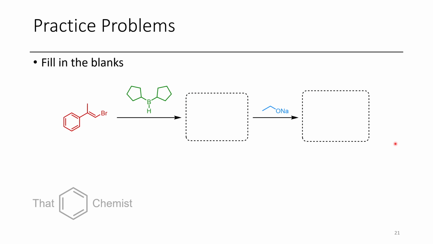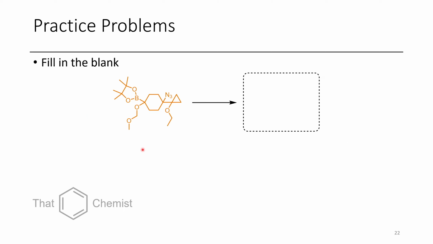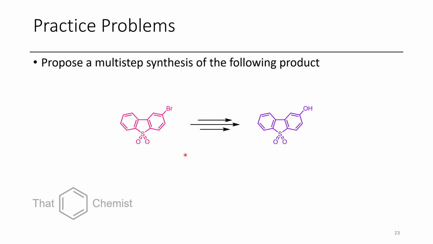So for this lecture, I'm going to assign 3 practice problems. In the first case, just fill in the blanks. It's just a multi-step synthesis here. In the next case, I just want you to predict the product of the following reaction. This is related to the Evans reaction that we just talked about. And finally, propose a multi-step synthesis starting with this aryl bromide to prepare the corresponding phenol. Now you can do this several different ways, but it's probably easiest if you use the chemistry that we talked about today. And so I hope that this has been a useful lecture on boron rearrangements.